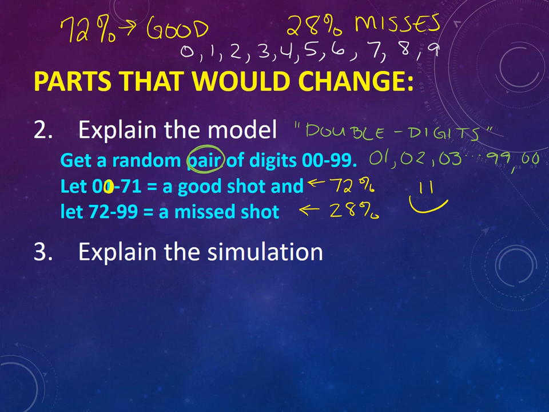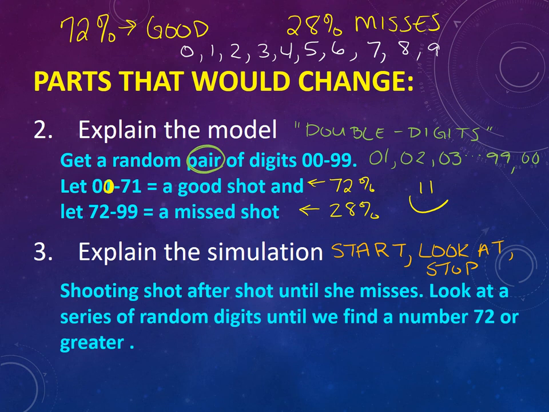Now, when we explain the simulation, again, you're going to say start. Helps if I write start correctly. What are you going to look at? And when do you stop? Those are the things that you're trying to do. So where do I start here? I'm going to do shot by shot. You're going to look at a series of random digits. This really should say two at a time. And you're going to record how long it takes me to get the number 72 or greater. And you would actually want to say that that's what you're going to record. And then you would go along and complete the rest of it.